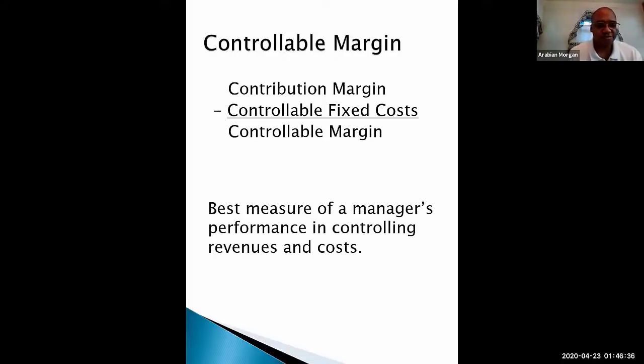And this is the best measure of a manager's performance in controlling revenues and costs. Okay, so when we look at evaluating managers, we want to look at really the controllable items, the items that they can control, and not the ones that they can't control.